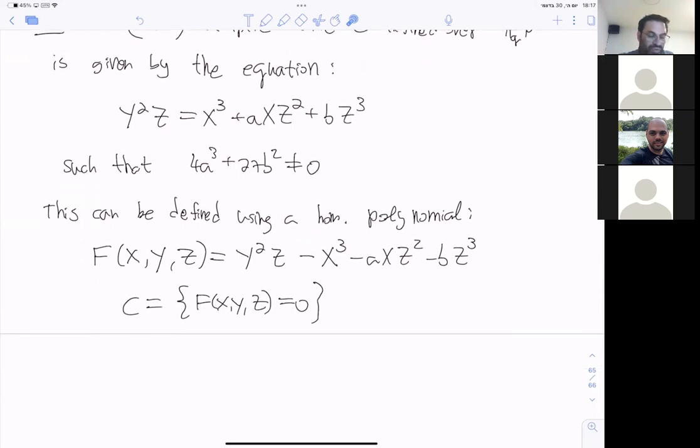But we want this surface to be smooth. So we don't want the gradient to be the vector 0, 0, 0, because it doesn't have any direction. So we don't want the gradient to vanish. What is the gradient?